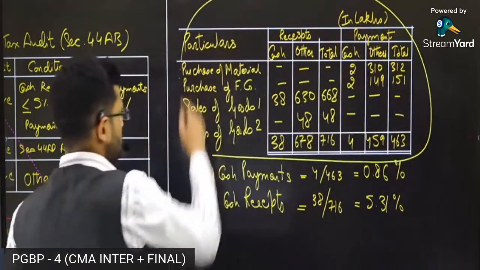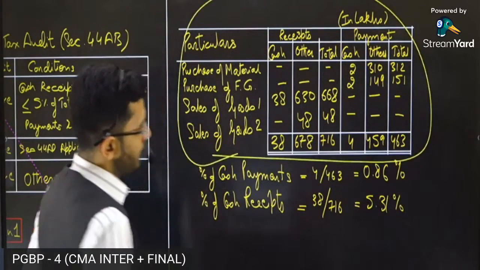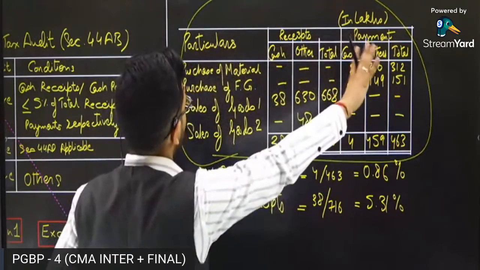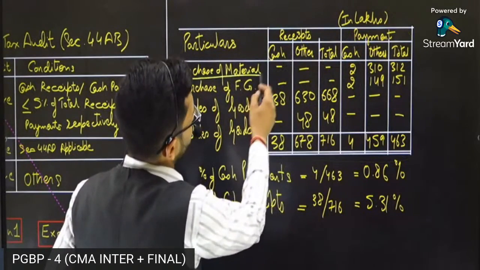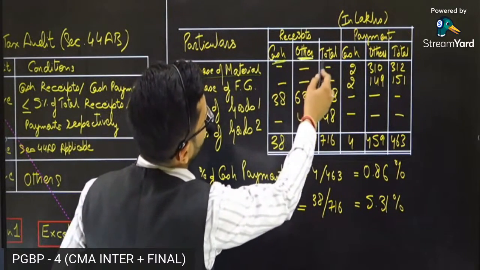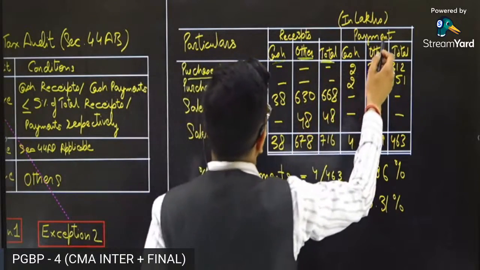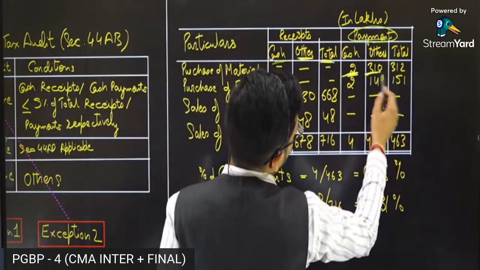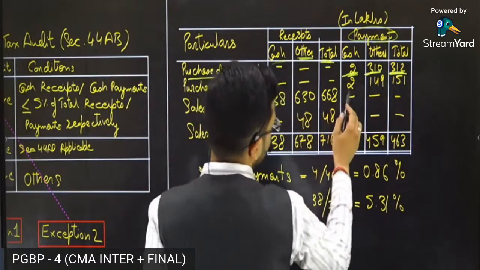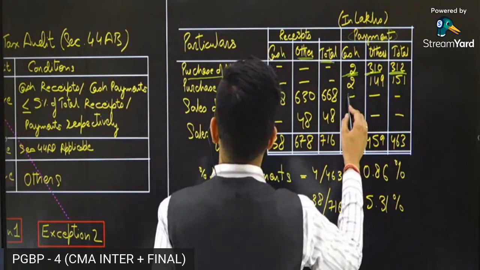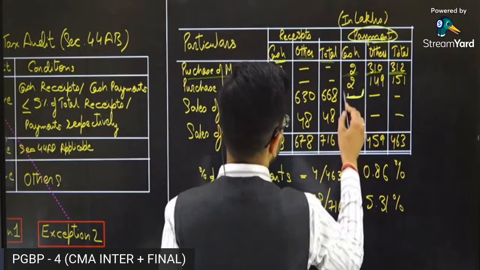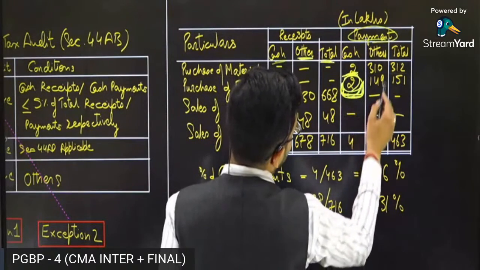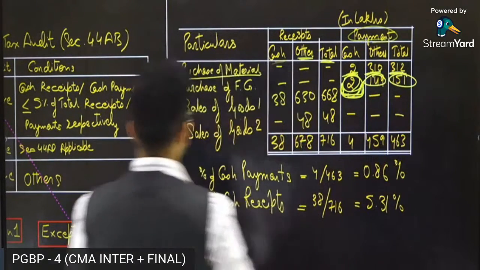A simple illustration which you are going to do now. These are the details which are given to you for a company. Purchase of material: cash, other, total. Then payment made for purchase of material: cash payment, other payment, total payment. Purchase of finished goods. There are some things which are purchased: cash, other, total.